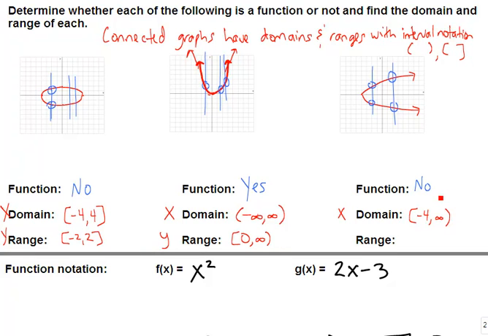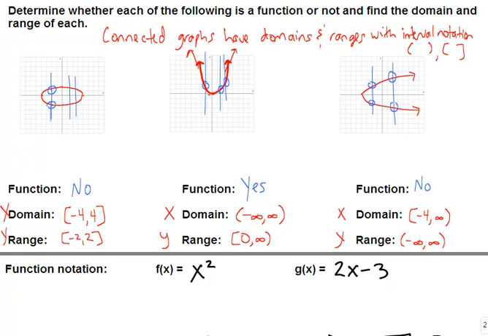Parentheses around the infinity. For the range, notice because of the arrows, I'm going to continue going downwards and continue going upwards. So there's no lowest point or highest point because the arrows make me continue going down and going up. So the range here for y's would be minus infinity up to plus infinity.